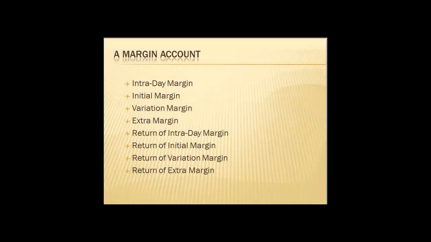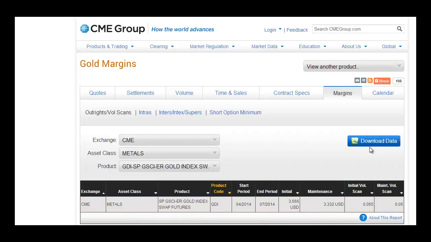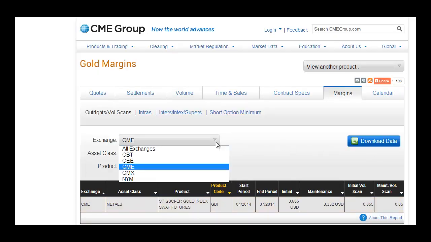There are several steps to follow. We will give you a quick start overview so you know what to expect during the demo. In Condor Plus, the first step is to select a commodity future you wish to trade. I will choose the future on gold. You will then need to find the margin requirements for this future. The information on my future is found on the site CME. When I look at this information, I will need to add it to Condor Plus.